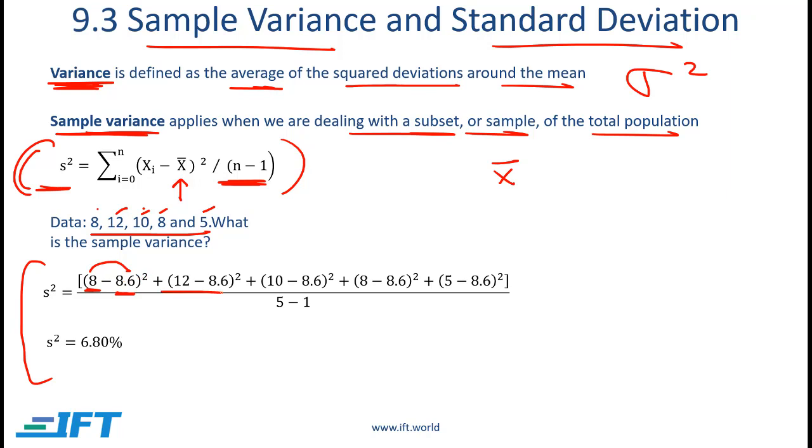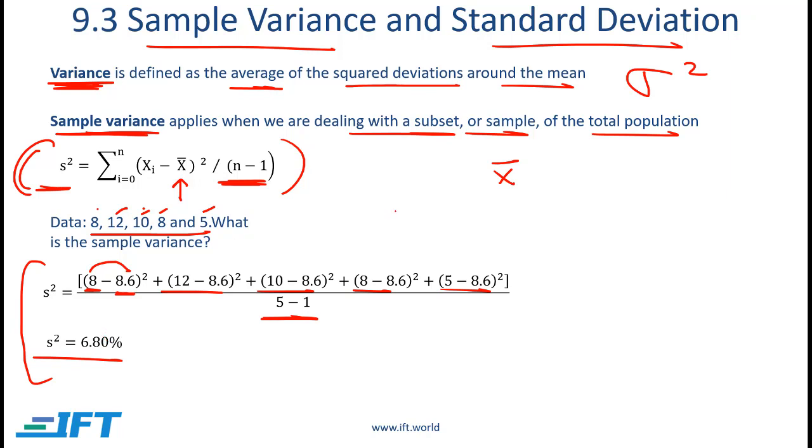So we take our 5 numbers and add them, and then we divide by n minus 1. N is 5, so n minus 1 is 4. And we get our variance, and more specifically our sample variance, which is 6.8%. This is a measure of how spread out the data is.